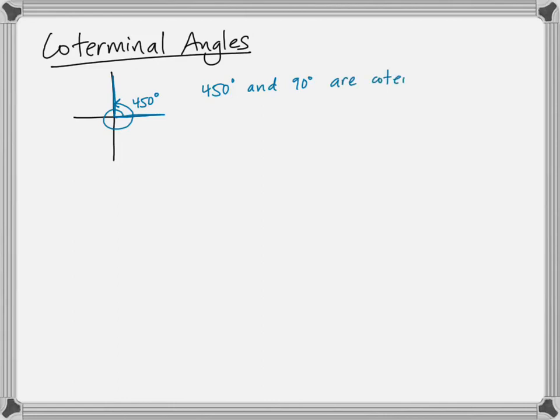So we call 450 and 90 degrees coterminal. Okay, and that just means when we draw them in standard position, their terminal sides coincide.